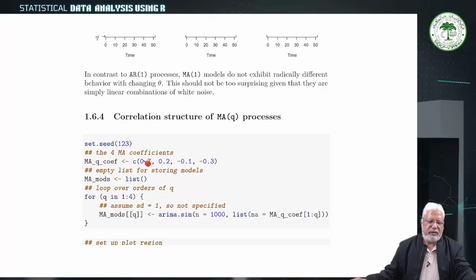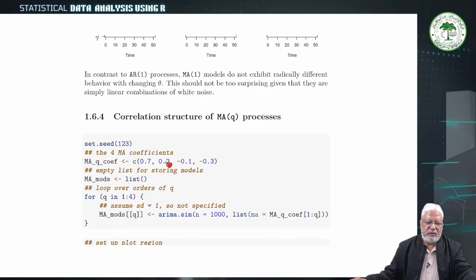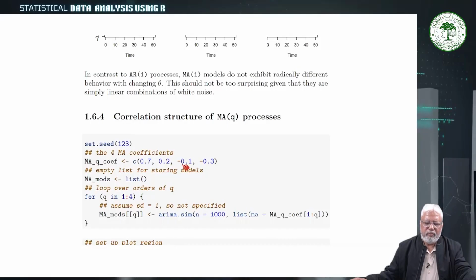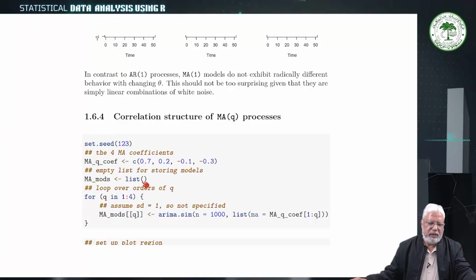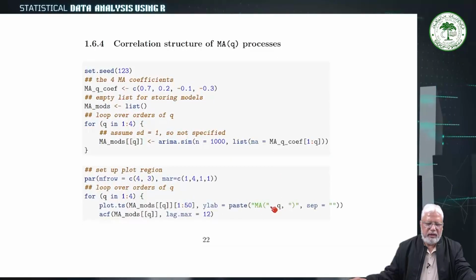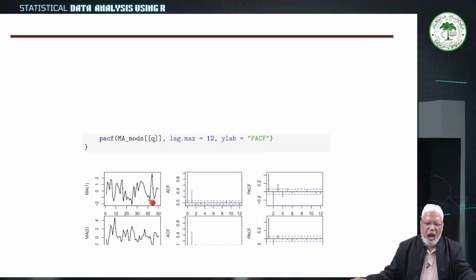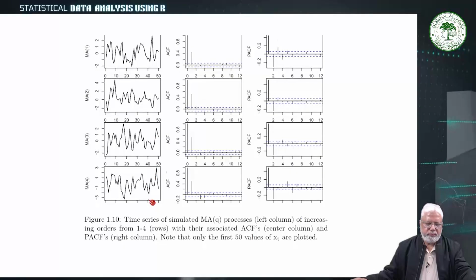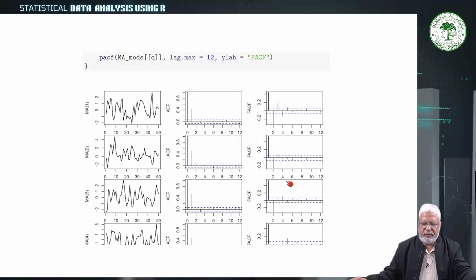So, this is the 0.7 correlation. This is the value of theta 1, and the value of theta 2 is 0.2. Here it is minus 0.1 and it is minus 0.3. And then the MA model list, and then we are doing the simulation and we are getting the results, plot.ts MAQ. See here, these are the time series plots, these are the ACF plots, and these are the PACF plots.